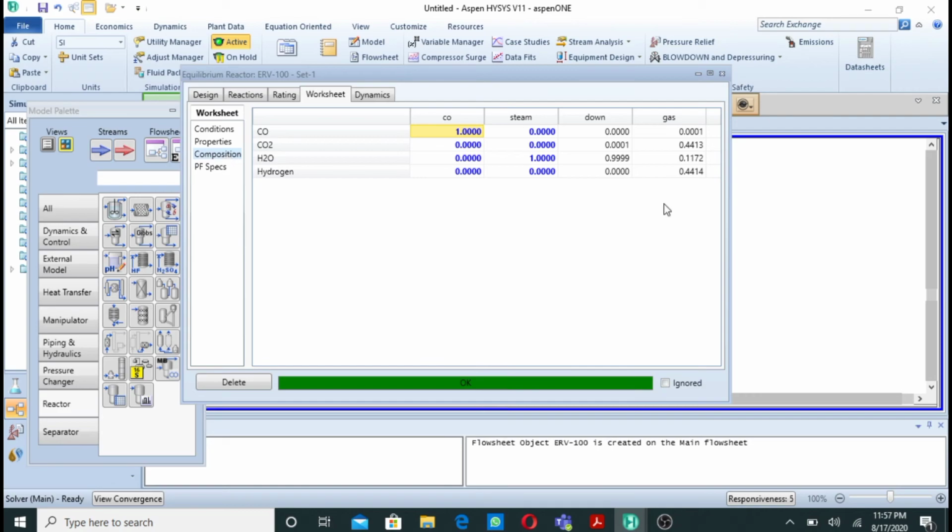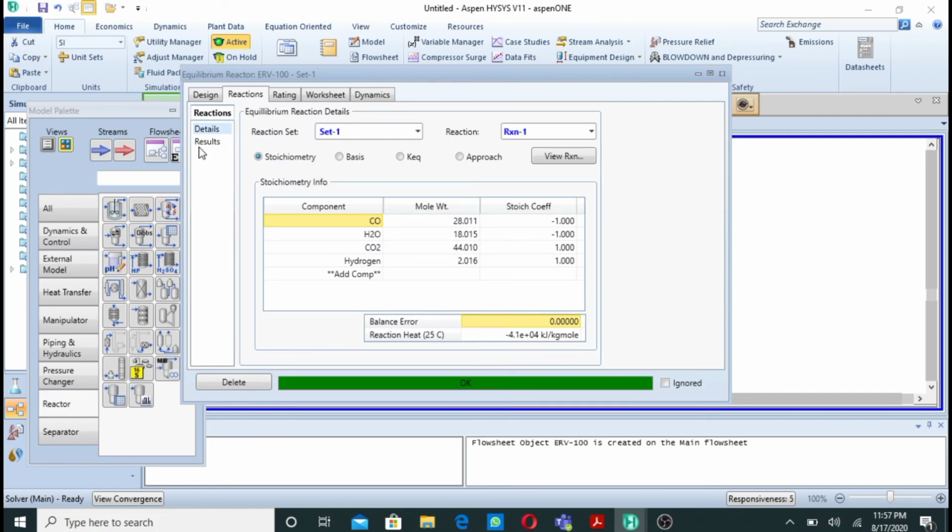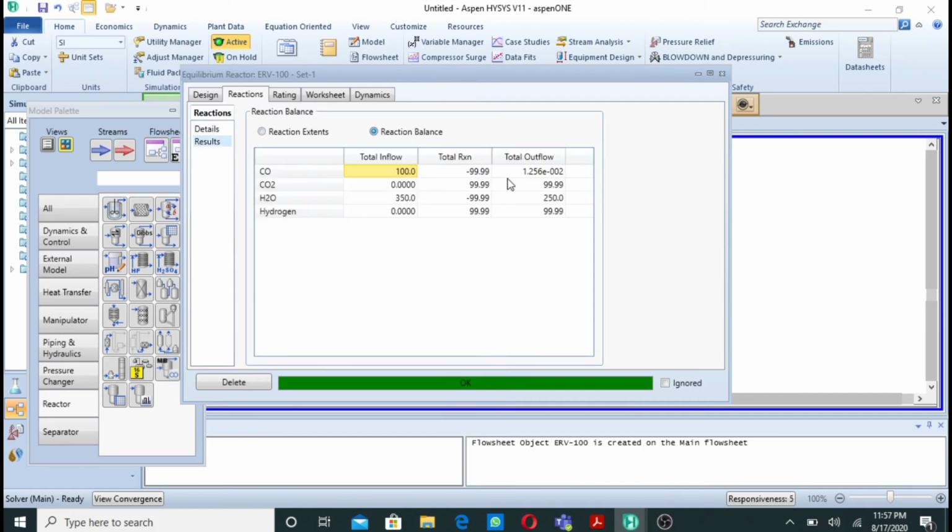You can see the composition of the gas and the down stream. If you want to see the moles that were entering, you can go to results and reaction balance. Here you can see how many moles were entering and how many moles have not reacted, input, output, all the things, the moles that reacted or did not react. So that's all for this video.